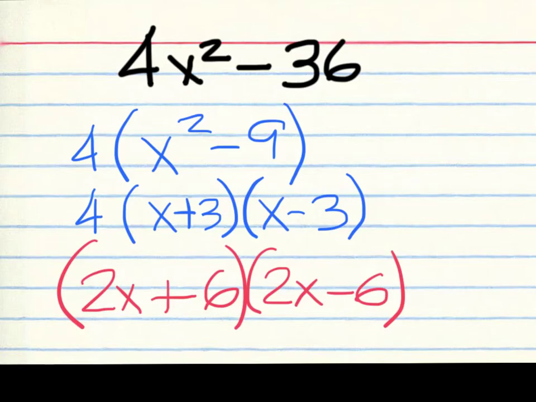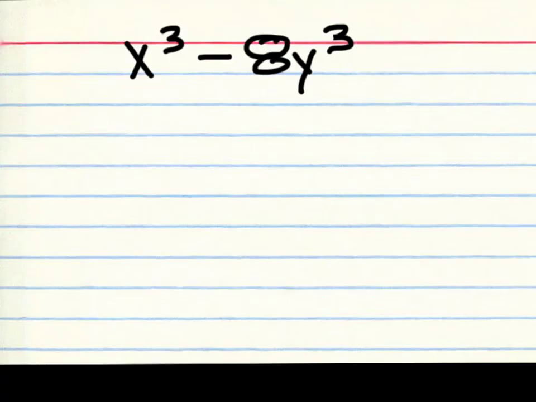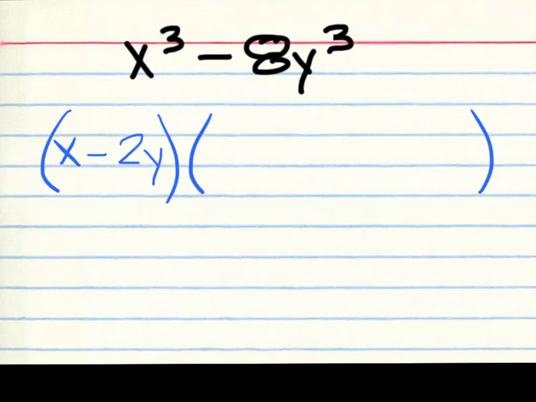A difference of 2 cubes, so you should have x minus 2y. And then for the back end, you need 2 plus signs. Square this one, multiply them together, and then square that one, and don't forget the square symbol.